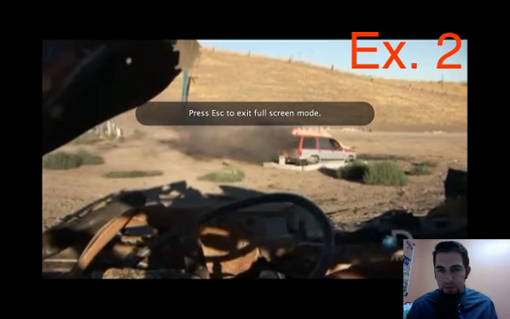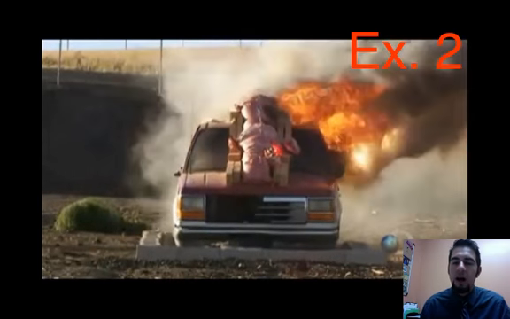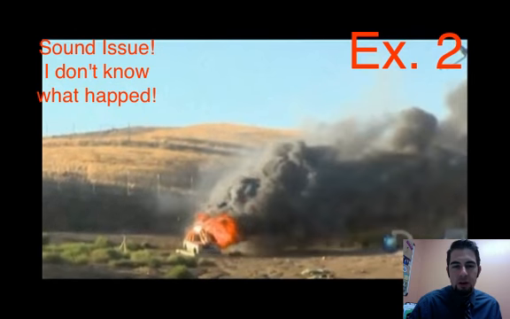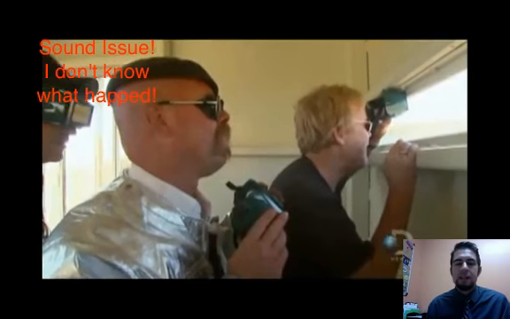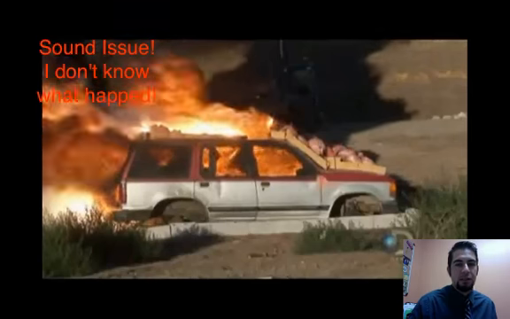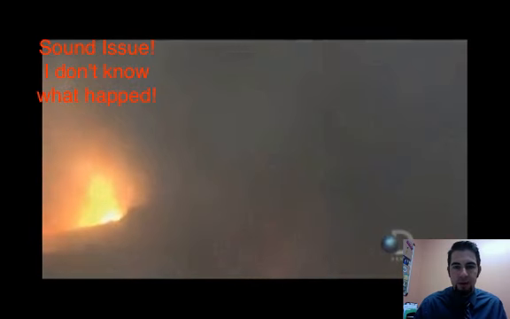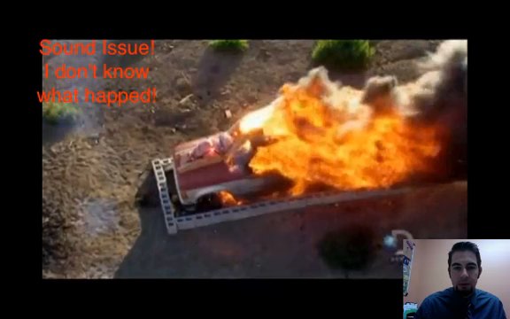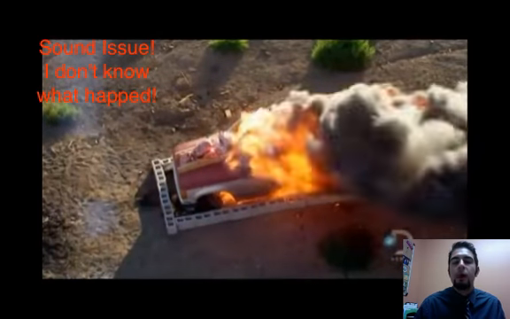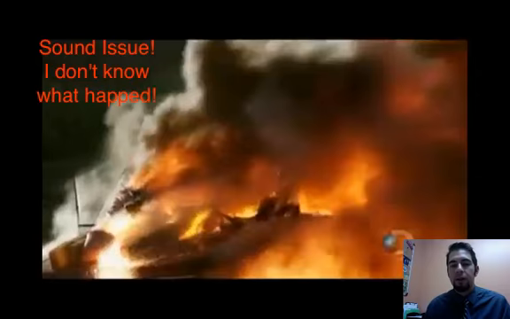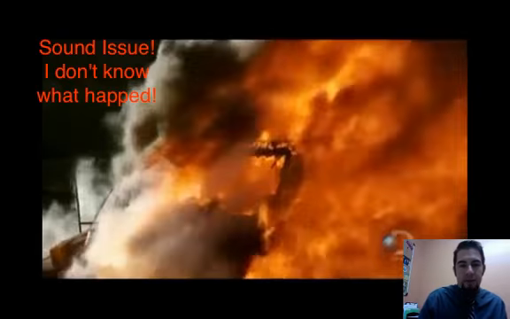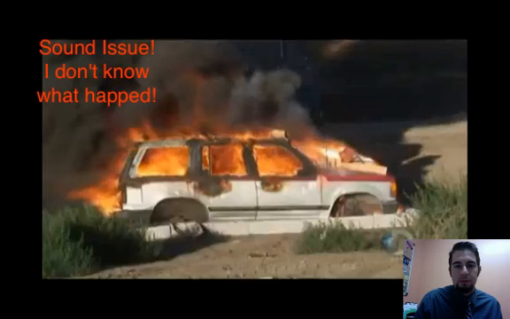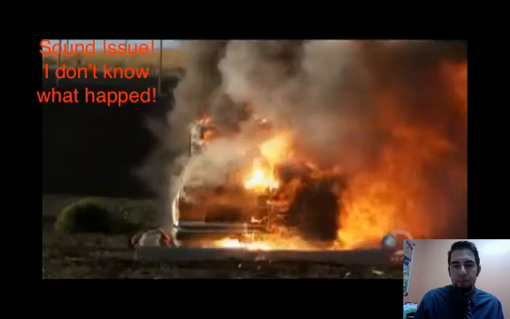The car itself is, first of all, getting so hot that it's catching on fire. Ridiculous. Pretty hot reaction.